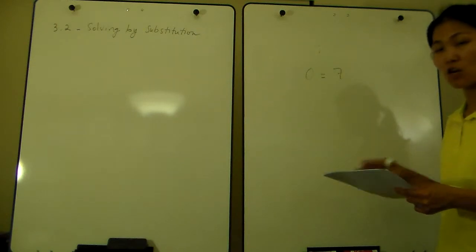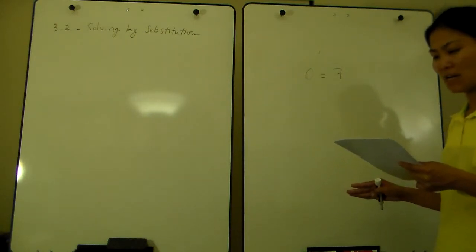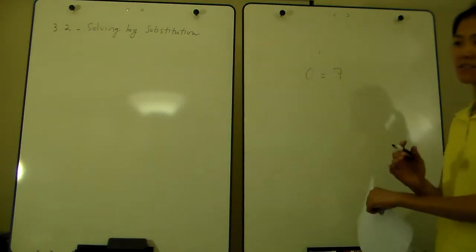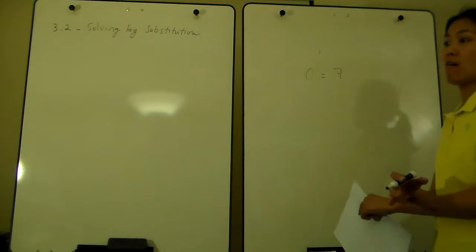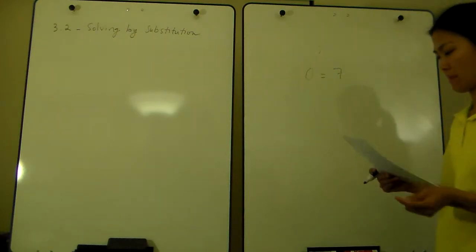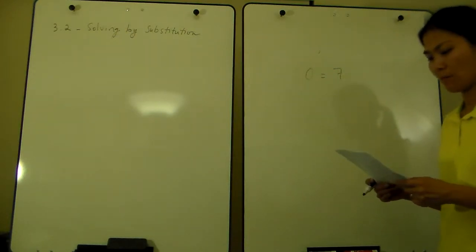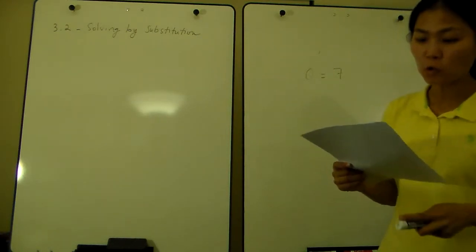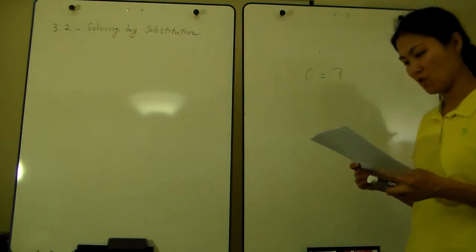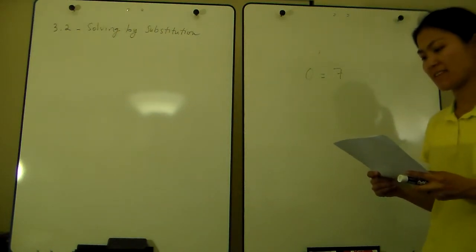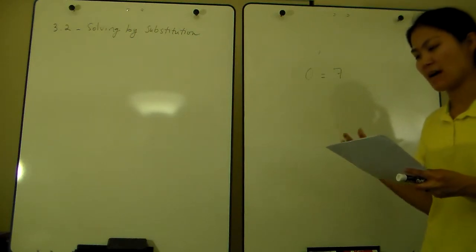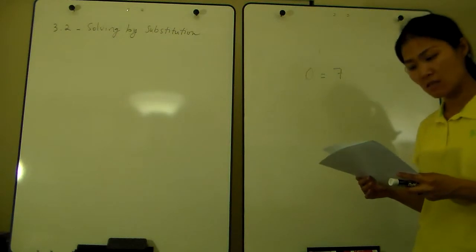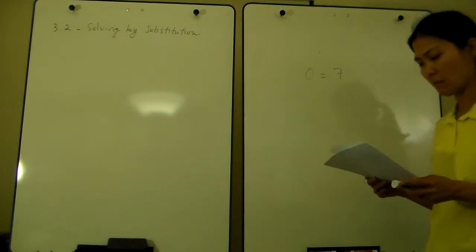Remember, inconsistent means no solution, and the equations are independent. That means they do not intersect each other. They are different lines. That's independent. Now, the second special case is if a true equation is obtained, such as 0 equals 0, then the system has an infinite number of solutions. The system is consistent and the equations are dependent.